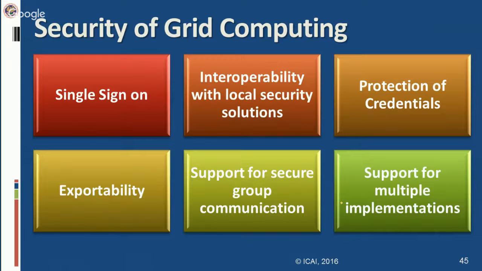Exportability, that means they cannot use a large amount of encryption at a time. There should be a minimum communication at a time. Support for secure group communication. In this, there are a number of processes which coordinate their activities. So this coordination must be secure, and for this, there should be a policy. Support for multiple implementations. There should be a security policy which will ensure and provide security to multiple sources based on public and private key cryptography.